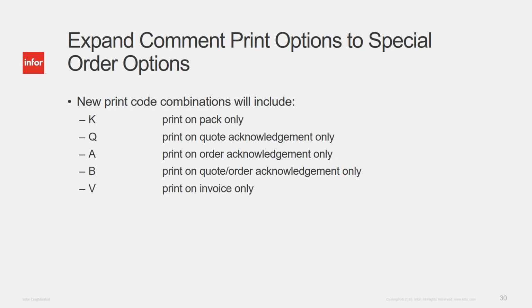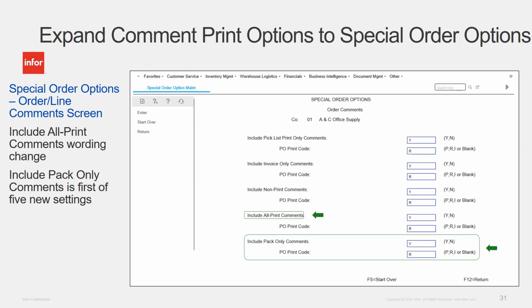The new print codes we added: K, printed only on a pack list. Q, printed on a quote acknowledgement only. A, printed on an order acknowledgement only. B, printed on a quote or order acknowledgement. We don't wish on an invoice. The initial 4 settings were based on the print codes available prior to 10.01.